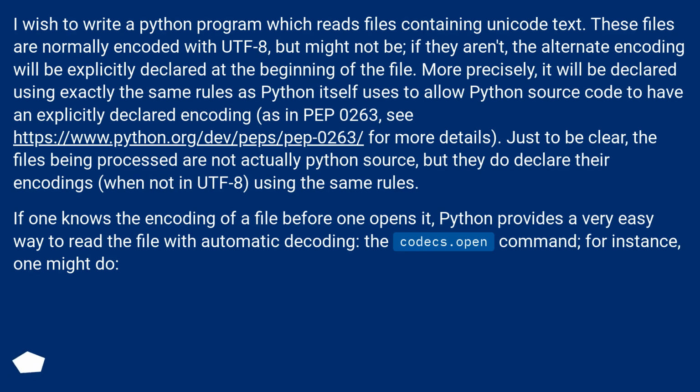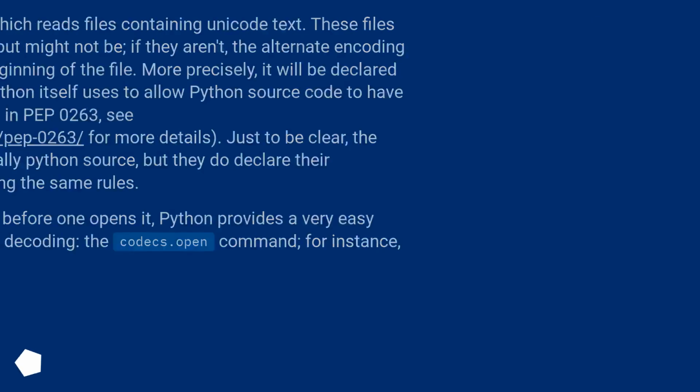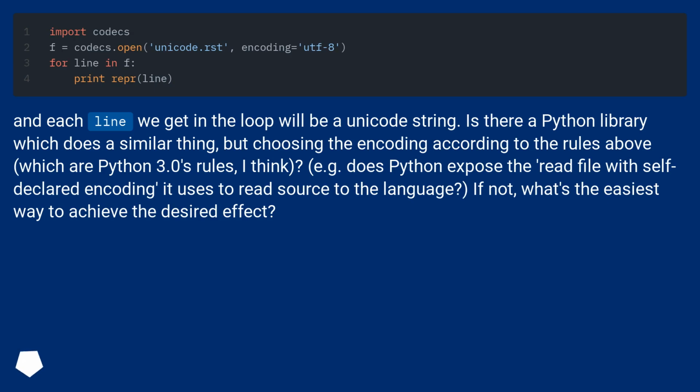If one knows the encoding of a file before one opens it, Python provides a very easy way to read the file with automatic decoding, the codecs.open command. For instance, one might do this, and each line we get in the loop will be a Unicode string.